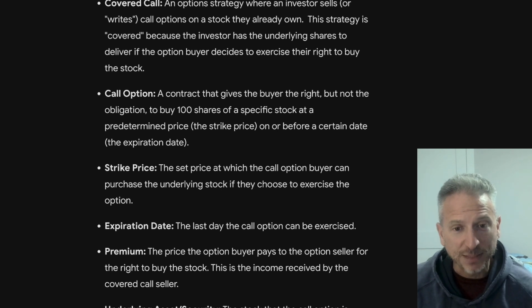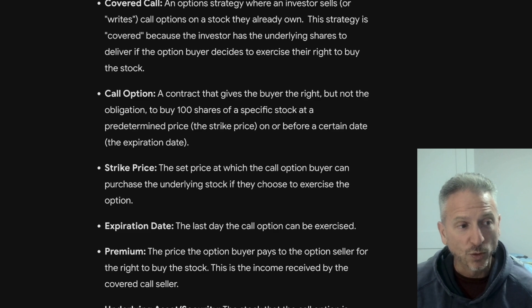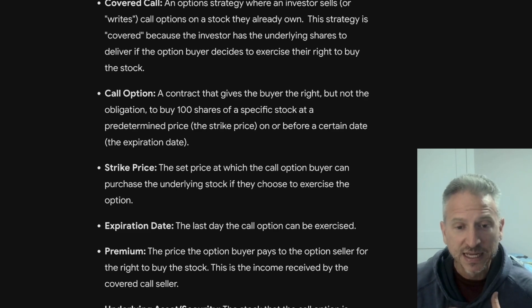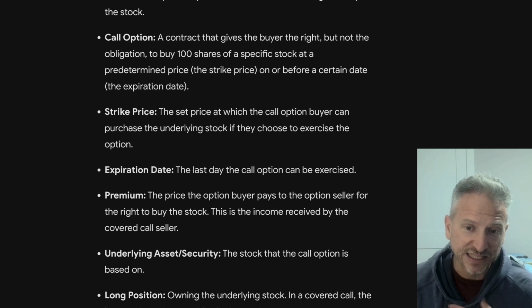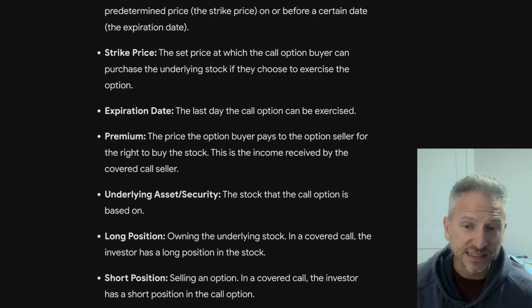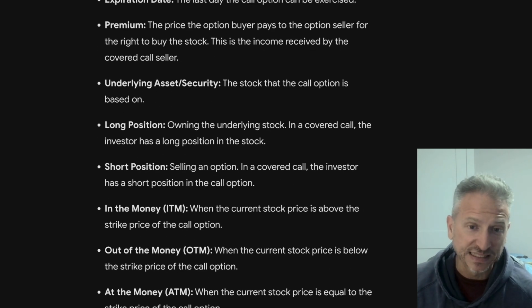Okay. The strike price is the set price at which the call option buyer can purchase the underlying stock if they choose to exercise the option. We, of course, as the call option seller selling this covered call, would agree to this. The expiration date is the last day the call option can be exercised. And the premium is the price the option buyer pays to us, the option seller, who sells the covered call, for the right to buy the stock. This is the only income received by the covered call seller. Okay, the underlying asset or security, in our case, is a stock.